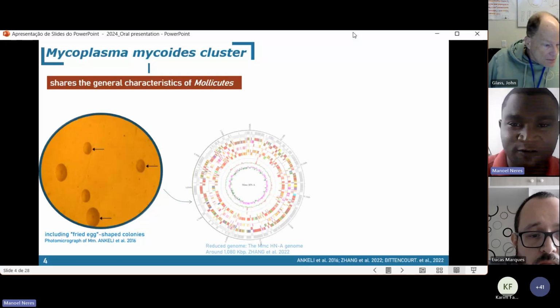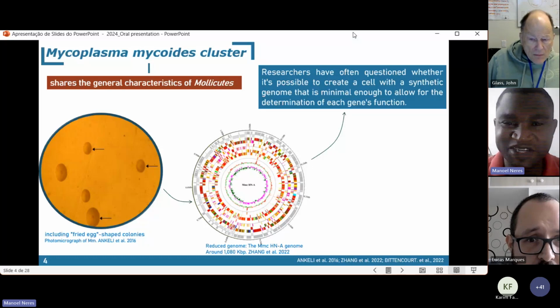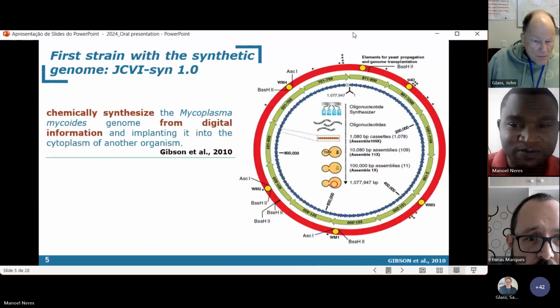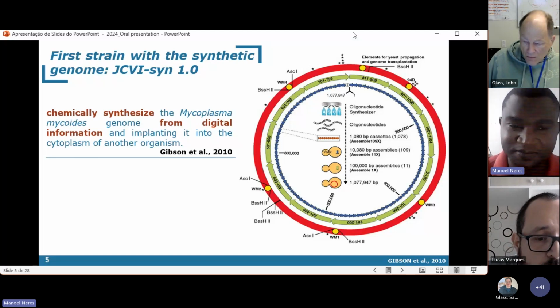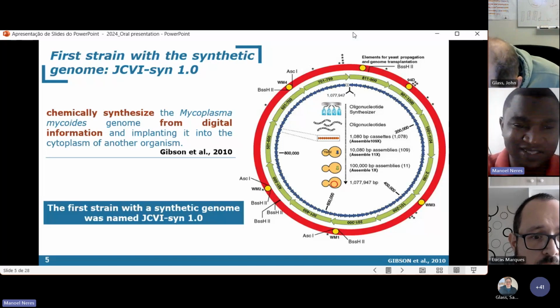Researchers have often questioned whether it's possible to create a cell with a synthetic genome minimal enough to allow for the determination of each gene's function. In 2010, Gibson and his team started exploring these questions by chemically synthesizing the Mycoplasma mycoides genome from digital information and implanting it into the cytoplasm of another organism. The first strain with a synthetic genome was named by Gibson and his team JCVI-syn1.0.